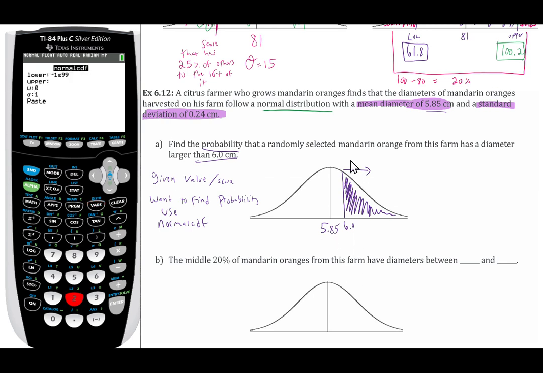Now we need to change this up a little bit. My lower value is 6.0, and my upper value is technically infinity. We can't type in infinity, so we're going to use E99. Again, that's just scientific notation. So I'm going to type in 6 for my lower. I'm going to type in E99 for my upper. I'm going to press second, comma, 99. My mean is 5.85, and my standard deviation is 0.24.